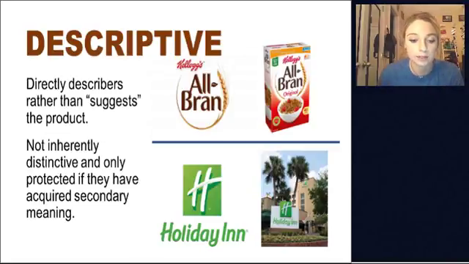Next, we have descriptive. So descriptive could be color, odor, function, dimensions, or ingredients that tell us something about the product. It directly describes rather than suggests the product. And the ones I used would be All Bran, which pretty much describes the Kellogg cereal. Same as Holiday Inn. Inn means hotel, like you're staying in. And this is not inherently distinctive, and it's only protected if they have acquired secondary meaning. They must clear this obstacle, and it could give a competitor the exclusive right to use the term.